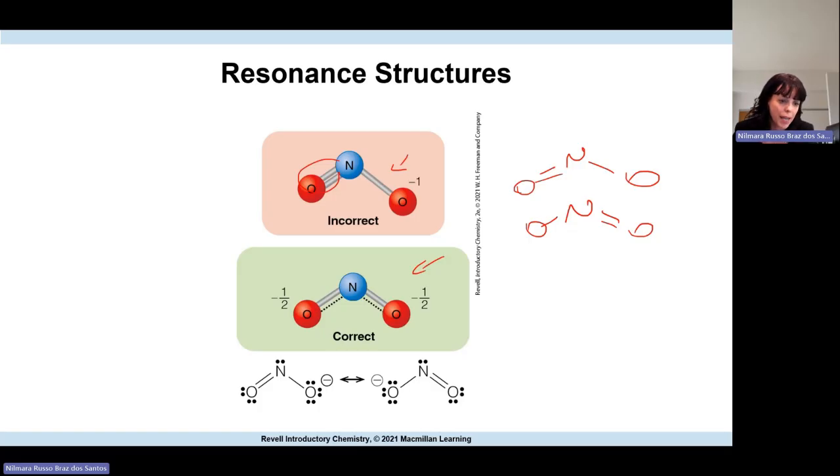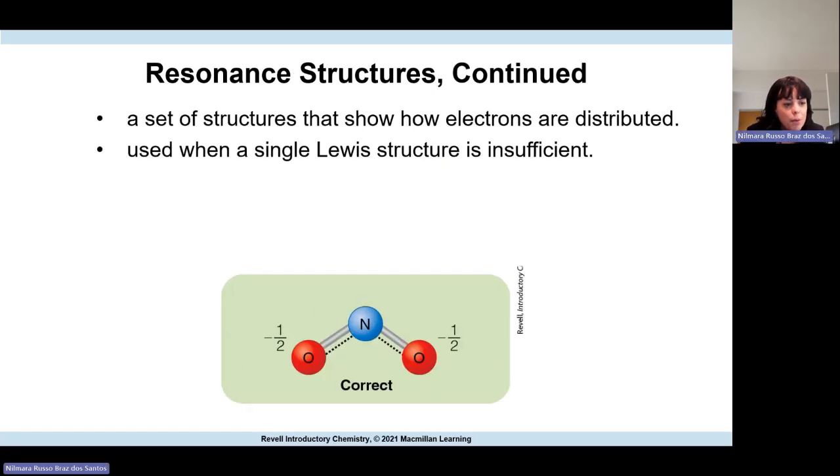So the correct way is to represent it with dots over here, like trace lines, that show that the double bond can be on each side, any side, okay? Or like this. Resonance: a set of structures that show how electrons are distributed and used when a single Lewis structure is insufficient. Remember, it's not only one structure that can represent that molecule. So we have more than one because the double bond can move around.